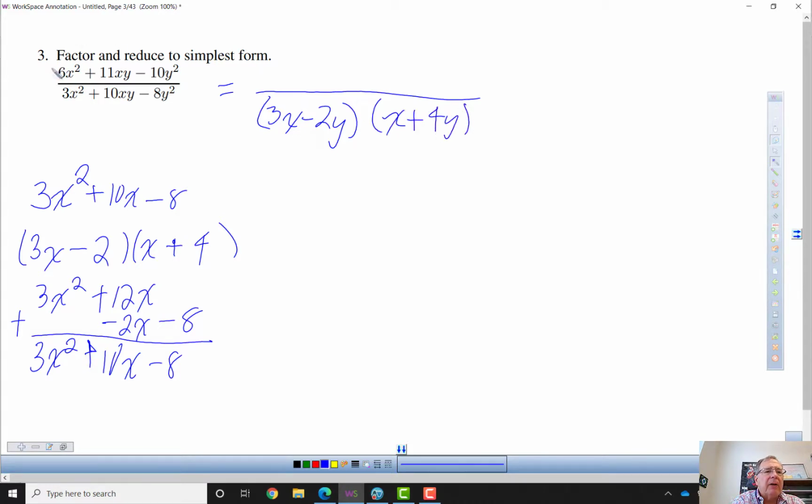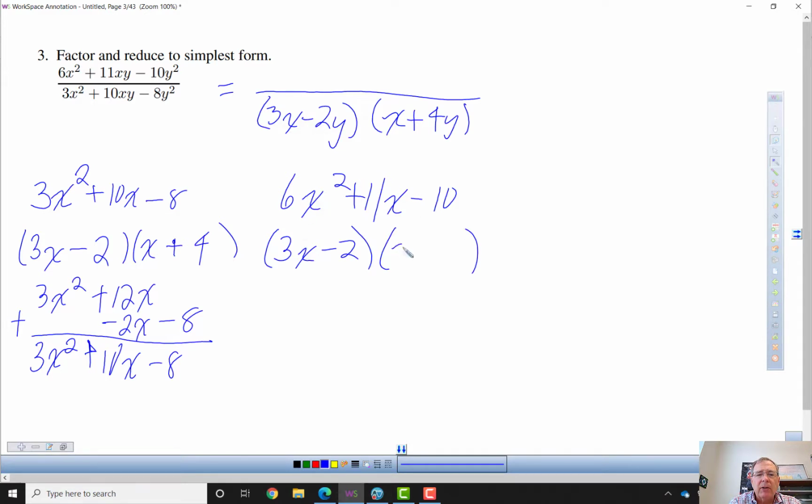Now we need to factor the numerator. Okay, so it's 6x squared plus 11x minus 10 to make things simpler. Okay, I'm going to guess that 3x minus 2y is one of the factors because we pretty much have to have something to cancel between numerator and denominator. So if this is 3x and I need a 6x squared, this has got to be 2x. And if this is negative 2, this has got to be a positive 5.